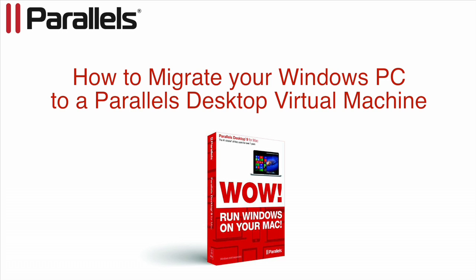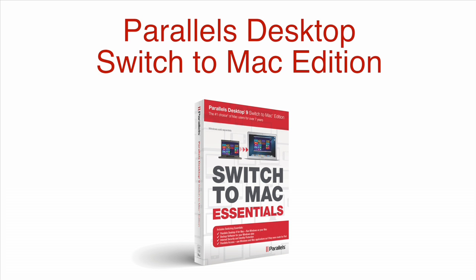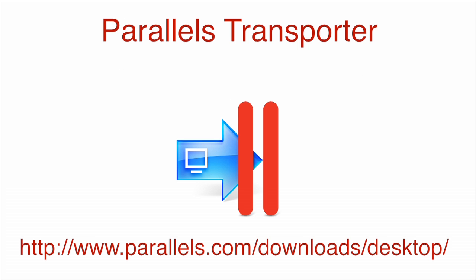In this tutorial, we will discuss how to migrate from a Windows PC to a Parallels Desktop virtual machine. There are two components required to migrate your Windows PC. You will need Parallels Desktop installed on your Mac, and Parallels Transporter for your Windows PC. For this tutorial, we will be using the Switch to Mac edition of Parallels Desktop for Mac, which includes Parallels Transporter. If you already have the regular edition of Parallels Desktop for Mac, you can download the Parallels Transporter separately from the address listed here.